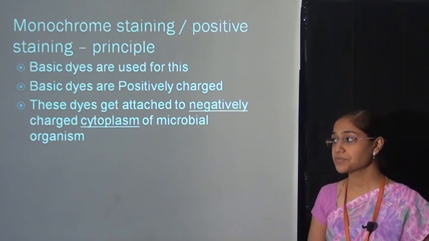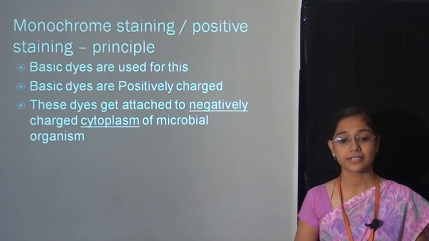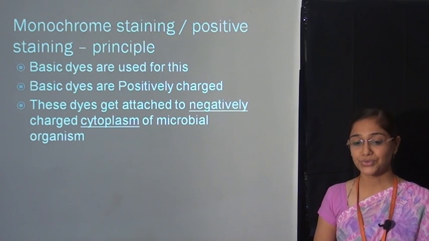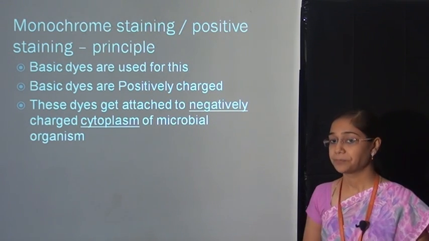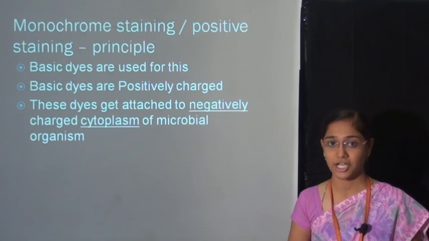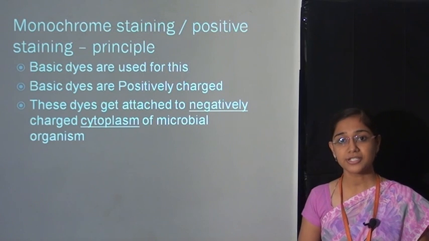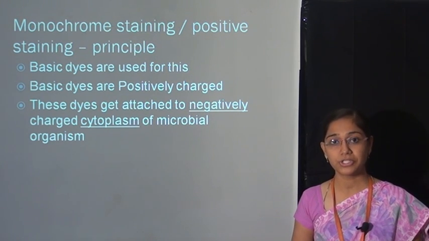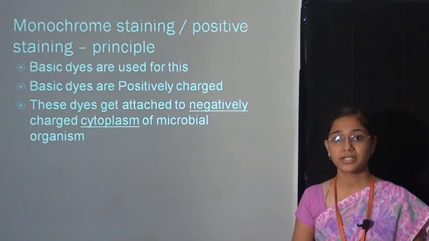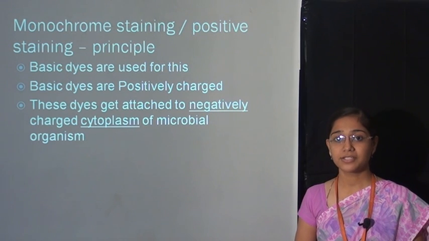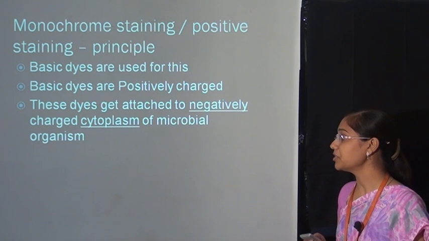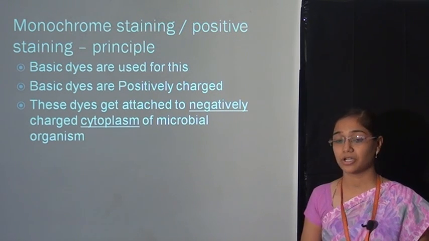First one, monochrome staining, positive staining or direct staining. What is the principle of monochrome staining? Basic dyes are used for this. Basic dyes are positively charged, and our bacterial surface contains negatively charged ions like nucleic acid, amino acid and protein. When we apply this basic dye on our cover slip, the negatively charged cytoplasm attaches to the dye.